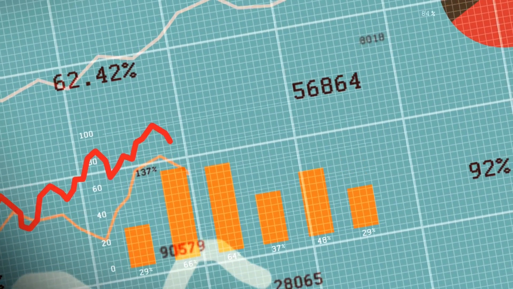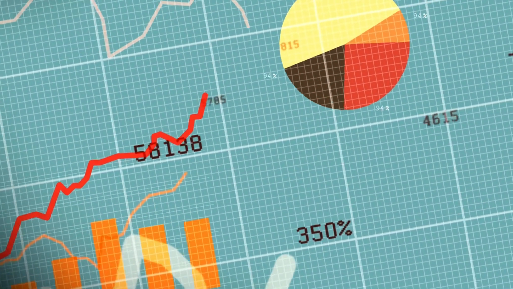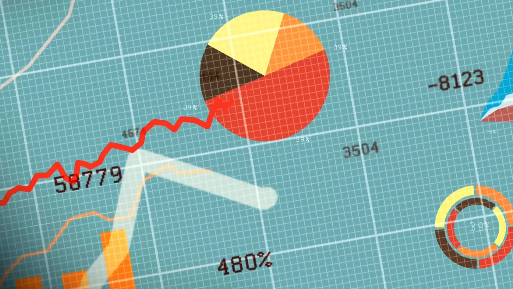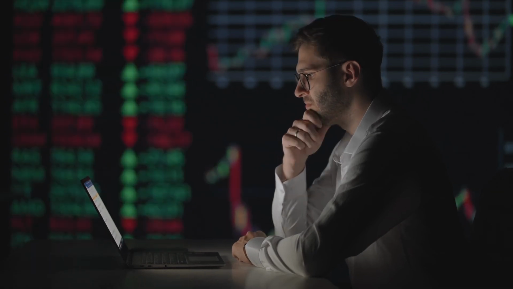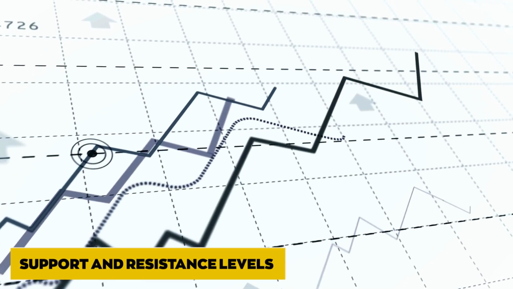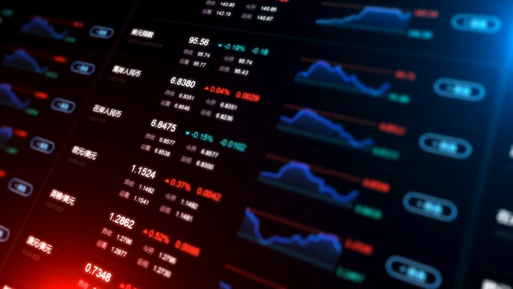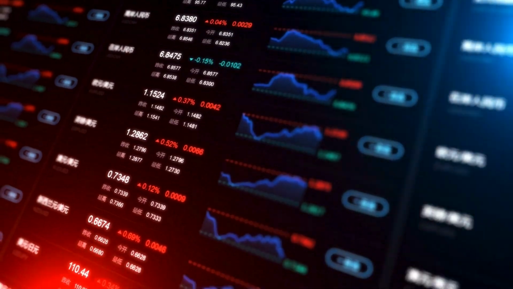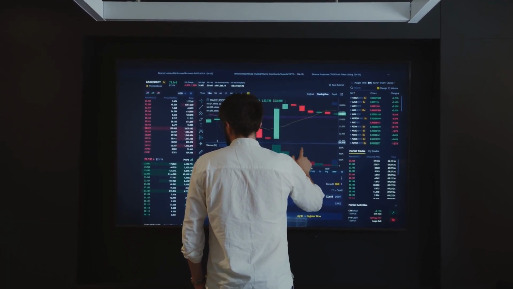Adding a momentum oscillator like the MACD can further confirm the breakout strength, ensuring you're not caught in a false move. Timing is crucial to make the most of this strategy. 4. Support and resistance levels. Support and resistance levels are essential for scalping, as they indicate key areas where price may reverse or stall. Scalpers buy when the price approaches a support level and sell near resistance.